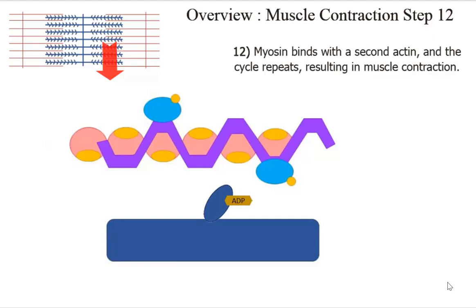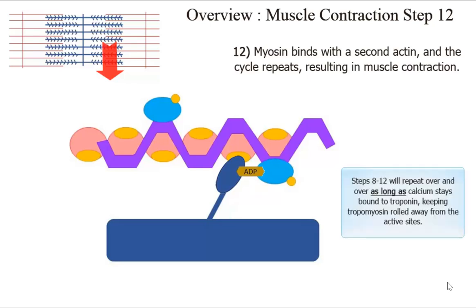So step 12 is that the myosin will bind with a second actin, and the cycle will repeat over and over again as long as the tropomyosin is not in the way of the actin active sites, which requires that calcium still be around and bound to troponin. So as long as you have the calcium around, and as long as the tropomyosin is rolled off of the active sites, you will basically repeat steps 8 through 12, which will cause the actin filaments to be pulled further and further toward the M line, which would result in muscle contraction.